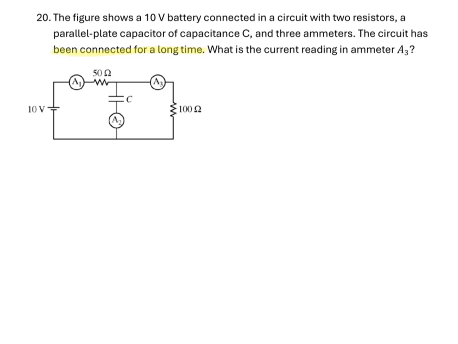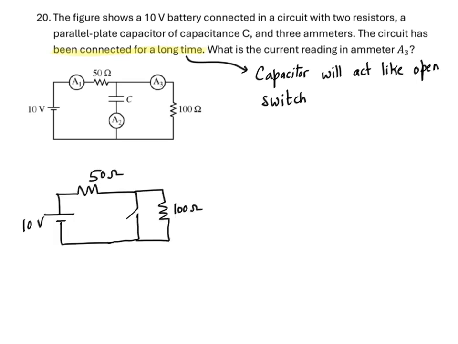So there are two things which we have to focus on. One, that the circuit had been connected for a long time, and then which current reading are they asking for? They're asking for A3, which is connected next to 100 ohms. Capacitor connected for a long time means capacitor will act like an open switch. So we can redraw the circuit, removing the capacitor and just drawing an open switch.